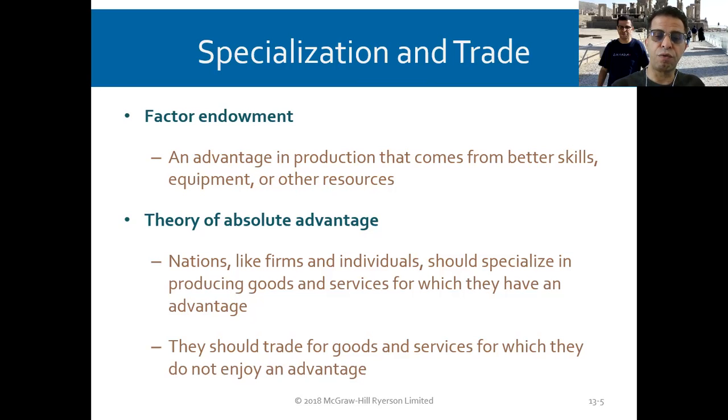The theory of absolute advantage is that nations, like firms and individuals, should specialize in producing goods and services for which they have an advantage. They should trade for goods and services for which they do not enjoy the advantage.